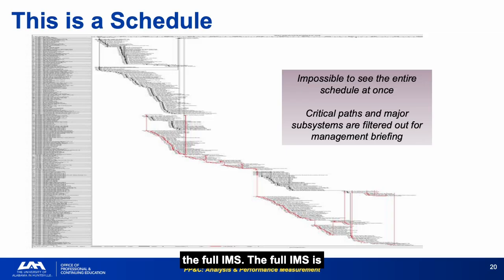The full IMS is the analytical tool. The filtered view is the communication product. When management asks for a one-page schedule view, they're asking for a filtered picture of the critical path. That is fine for communication. Never confuse it for the analytical product.